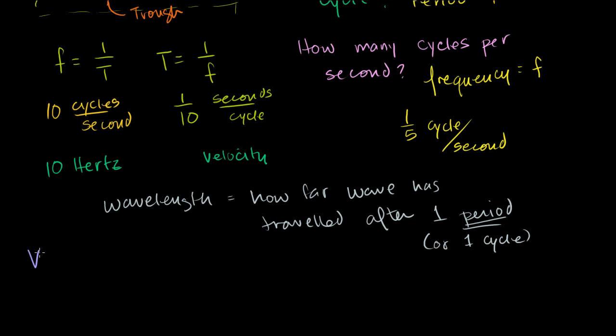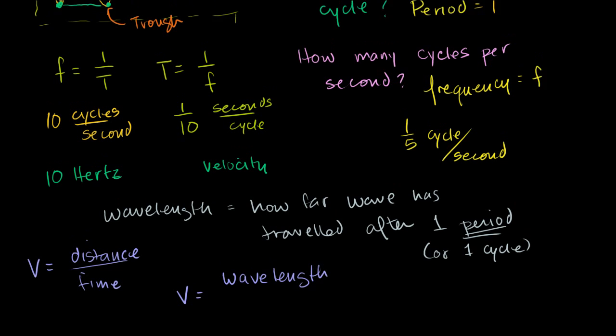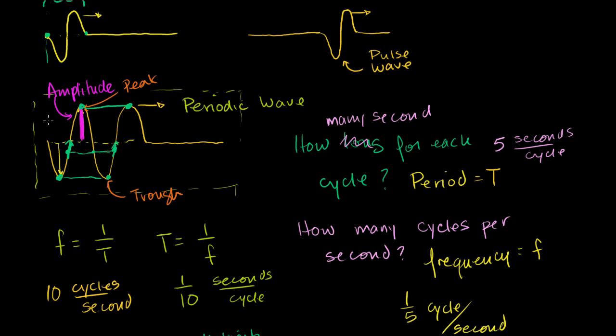Well, the velocity is equal to distance divided by time. For a wave, your velocity, and I could write it as a vector, but I think you get the general idea. What's the distance you travel in a period? Well, the distance you travel in a period is your wavelength, right? After one up, down, and back again, the wave pulse would have traveled exactly that far. That would be my wavelength.